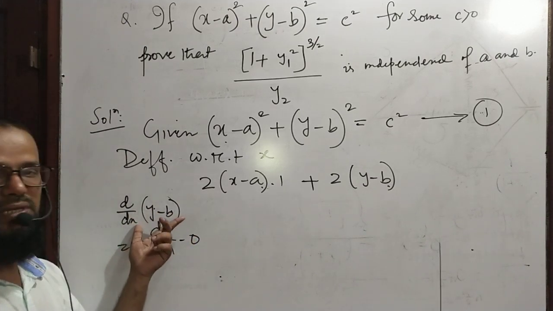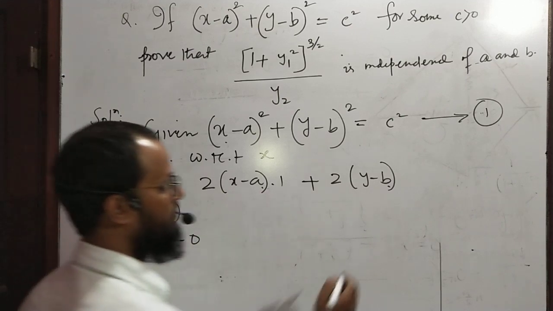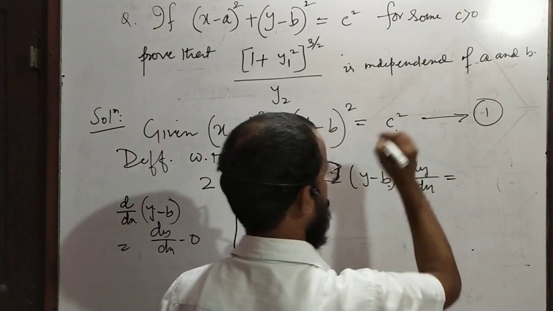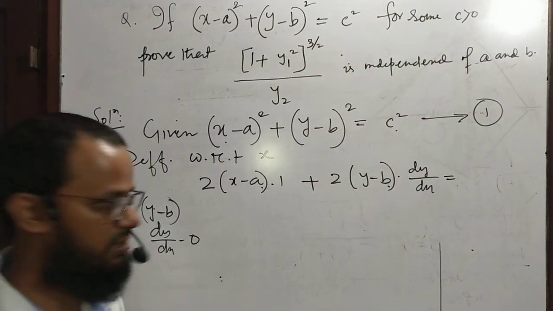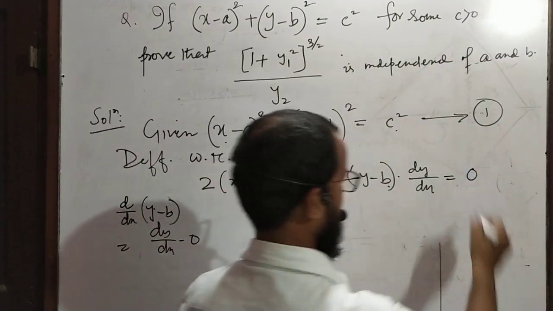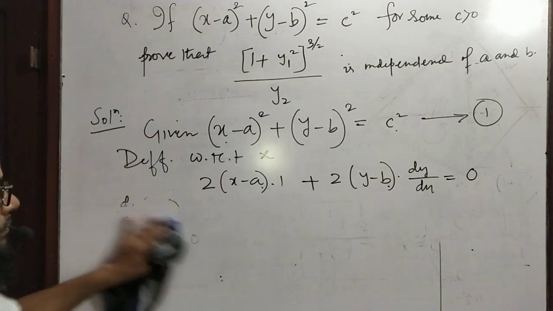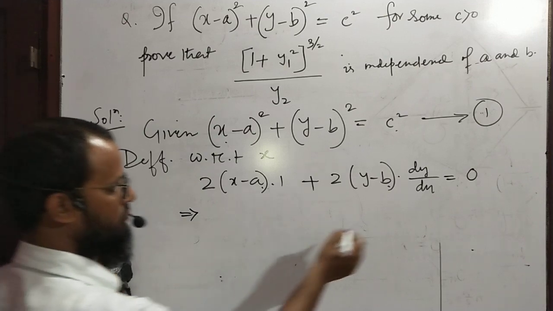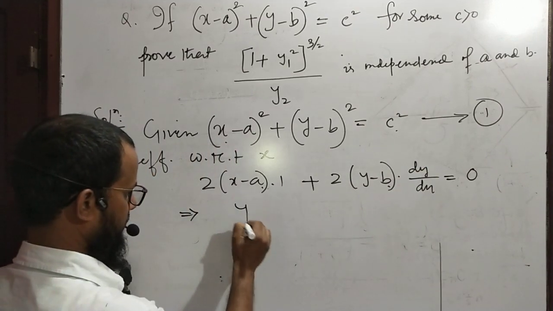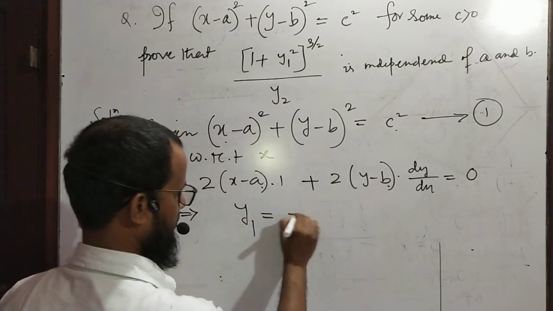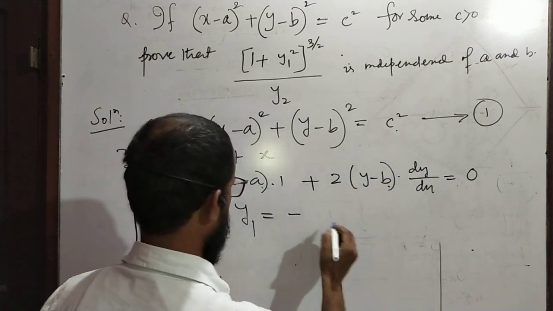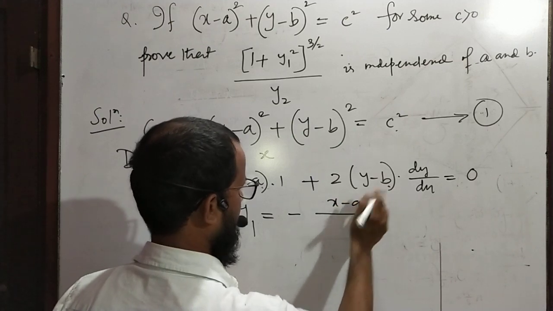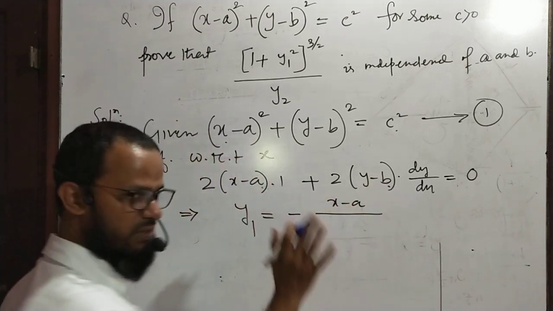So d/dx of y minus b is equal to dy by dx. So you can multiply here dy by dx, and on the right inside c is a constant quantity, and we know that derivative of a constant is 0. Okay. Now from here you find dy by dx. dy by dx means y1. So you can write y1 is equal to minus, ये टर्म इधर जाएगा, माइनस हो जाएगा, 2 कैंसिल होगा, x minus a, and denominator में ये figure नीचे आएगी. आपको समझ में आ रहा है कैलकुलेशन?